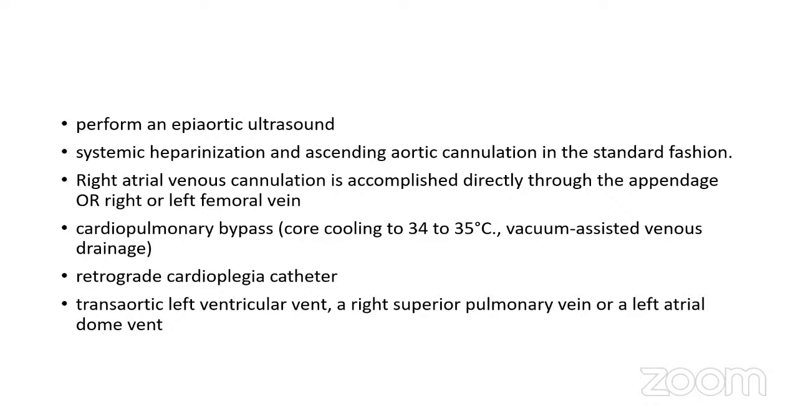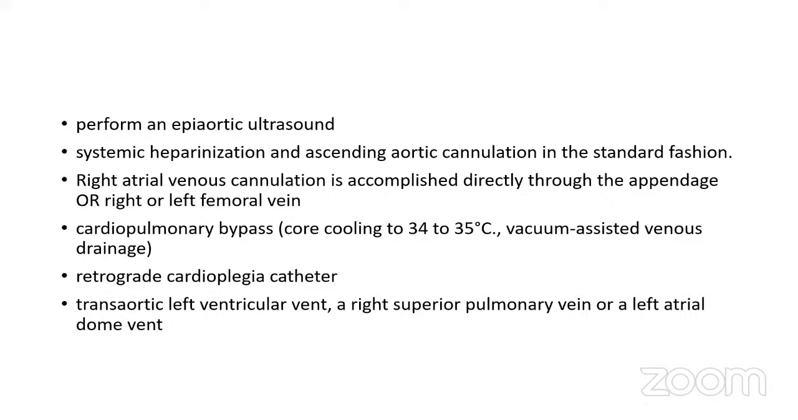Then we will do epi-aortic ultrasound to exclude atherosclerotic areas, and then systemic heparinization and ascending aortic cannulation in the standard fashion. The right atrial venous cannulation is done directly through the appendage. Or if you are going percutaneous, you can use the femoral vein, and the cannula should be at the border of the superior vena cava and the right atrium. On cardiopulmonary bypass, we should core cool to 34 to 35 degrees and use vacuum assisted venous drainage.